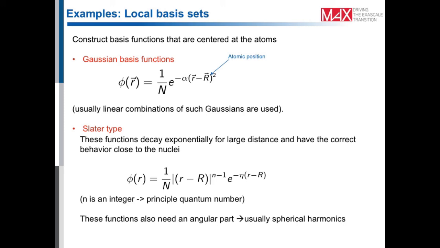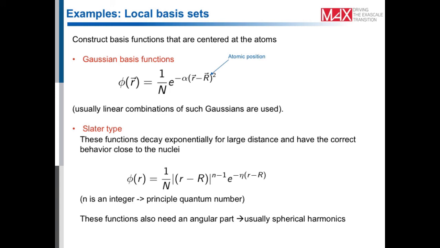The second type is the Slater type. So these functions have the correct behavior. They decay exponentially for large distance, and they have the correct behavior close to the nuclei. Right, so this is the Slater type, where this n is the principal quantum number, and again you have the positions of the nuclei, with an angular part, which is usually spherical harmonics that you can use.